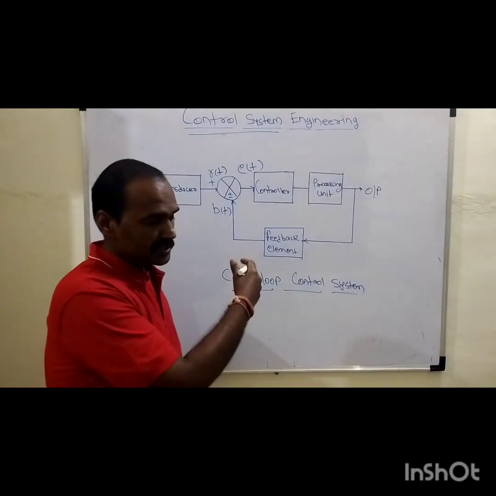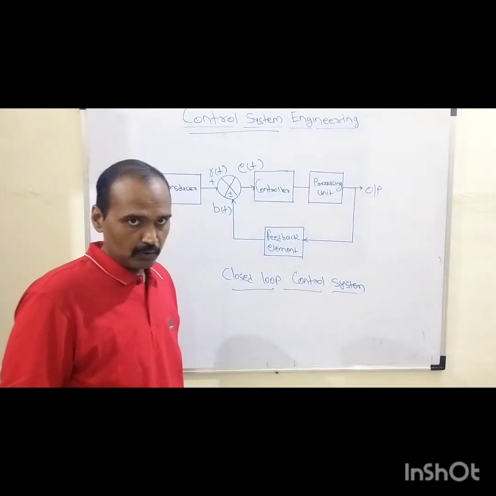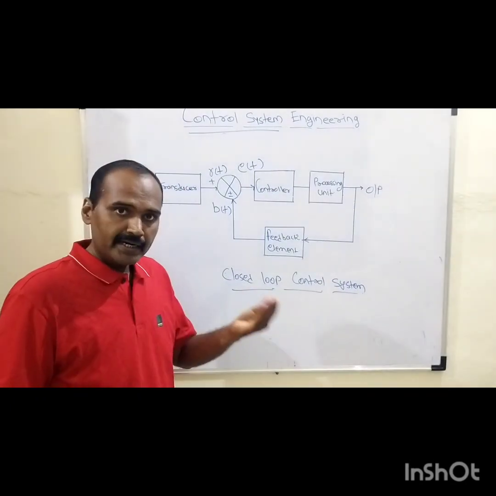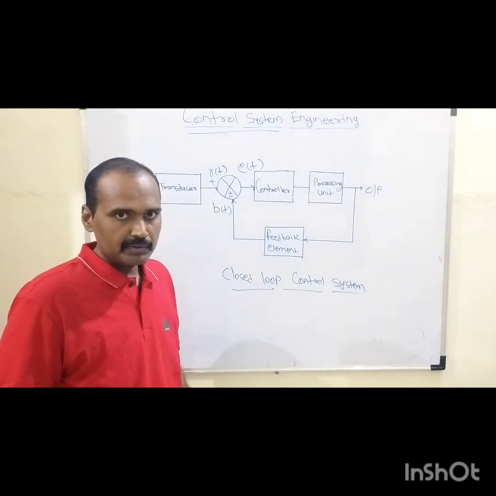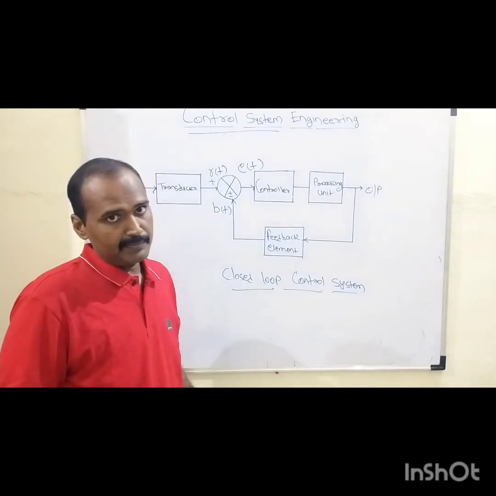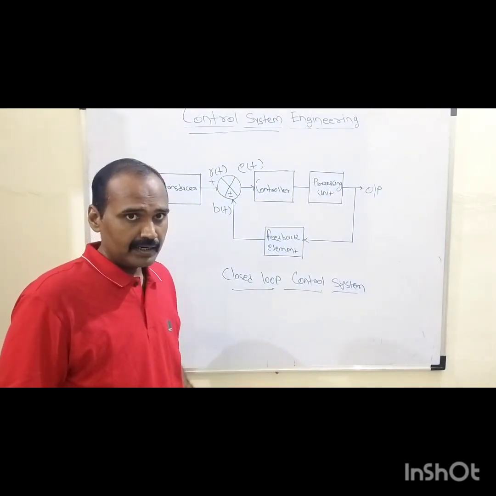Okay friends, so this is how the block diagram for a closed loop control system will look. The main difference between the open loop and closed loop control system is nothing but what? The existence of this feedback signal, right? Open loop system has nothing to do with that feedback signal.